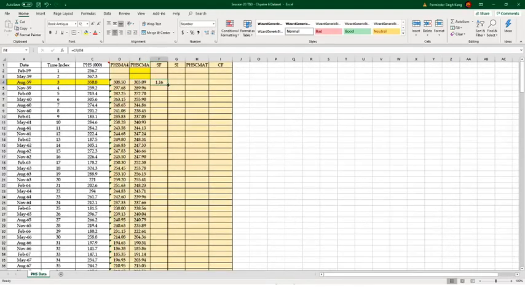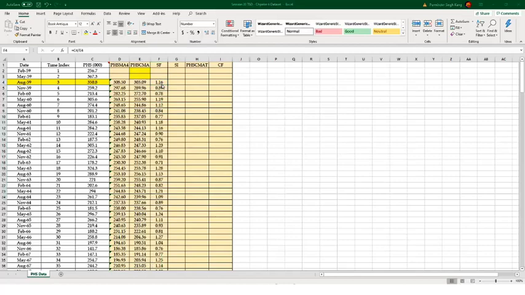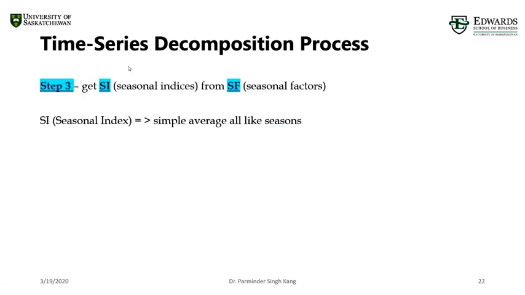Let's get the seasonal factors in place. This is a measure of the degree of seasonality. Okay. The next thing is to calculate seasonal indices. The seasonal indices are the average of all like seasons. So let's go back to the Excel document.